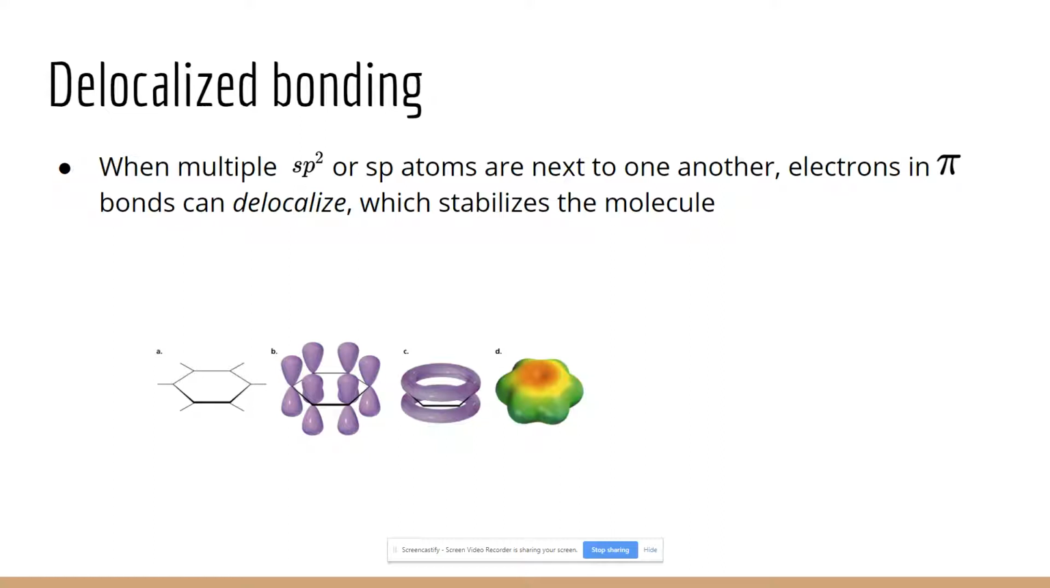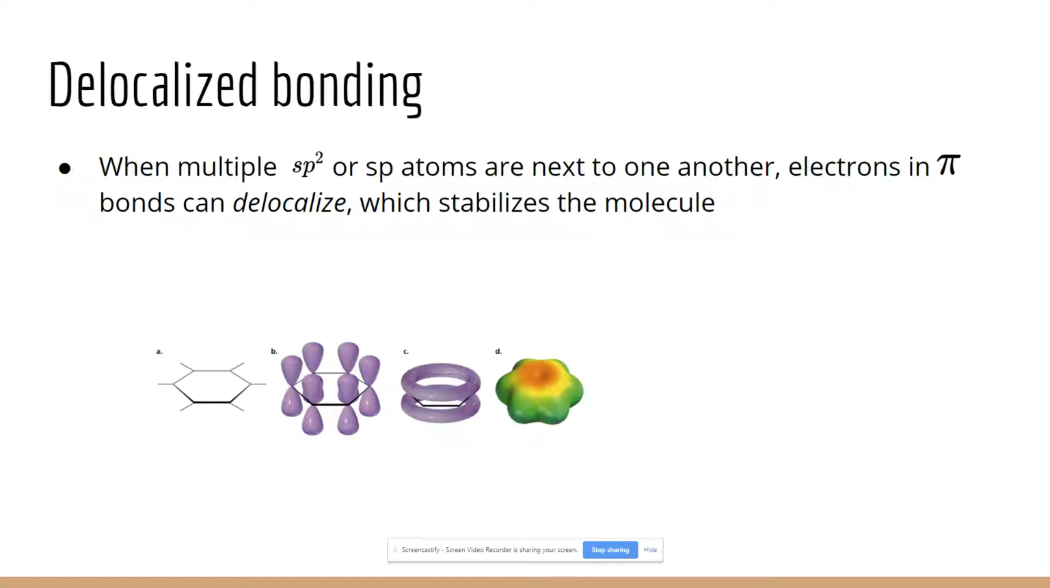Do you remember in the last video, and if you don't, just go back and refresh your memory, that when we have sp2 or sp hybridizations, we have one or two unhybridized, typically considered to be empty orbitals. You were probably wondering what the point of that was if they were empty, and that's a totally legitimate thing to wonder. The point of that is electron delocalization. When you have multiple sp2 or sp atoms adjacent to one another, electrons in pi bonds can delocalize, or rather go into those unhybridized orbitals. They can delocalize, which stabilizes the molecule.